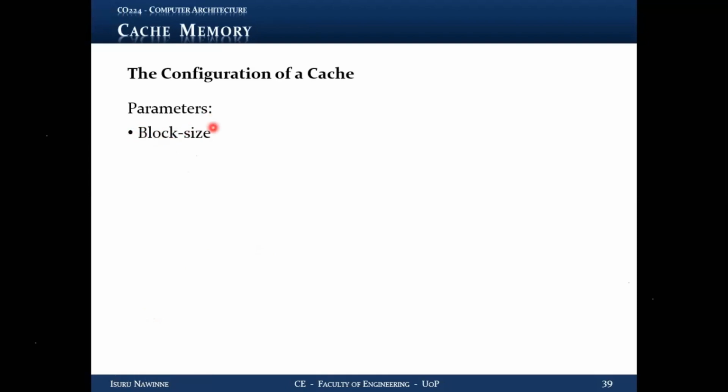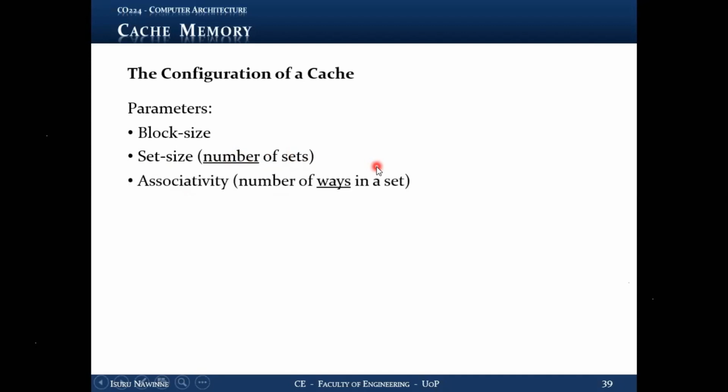So the size of a block handled by a cache is one parameter or characteristic of the configuration of a given cache. Then you have the set size. This can be a little bit confusing sometimes, but set size here means the number of sets you have, right? So in a direct mapped cache, the number of sets is the number of entries. In a fully associative cache, you only have one set, right? So set size is that, the number of sets.